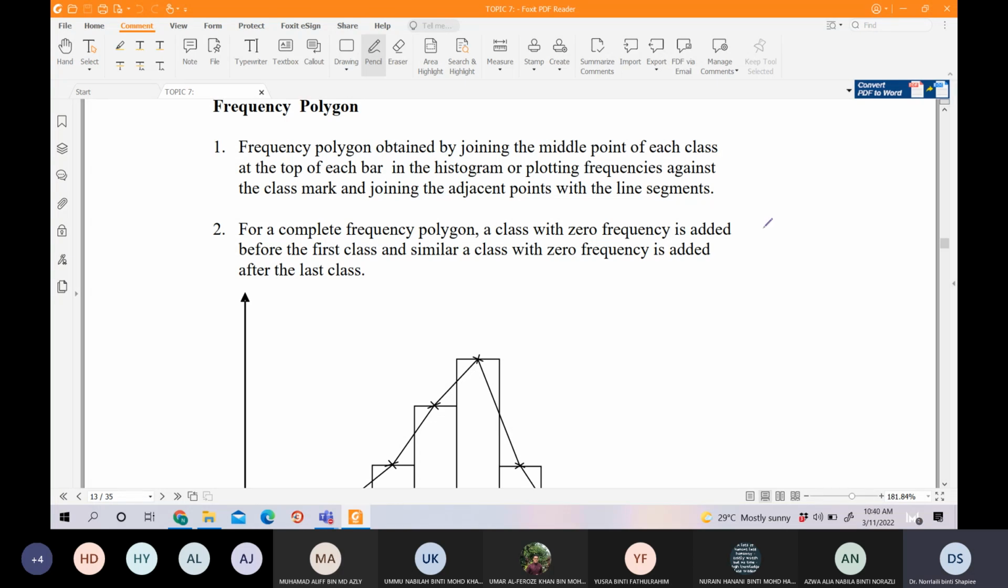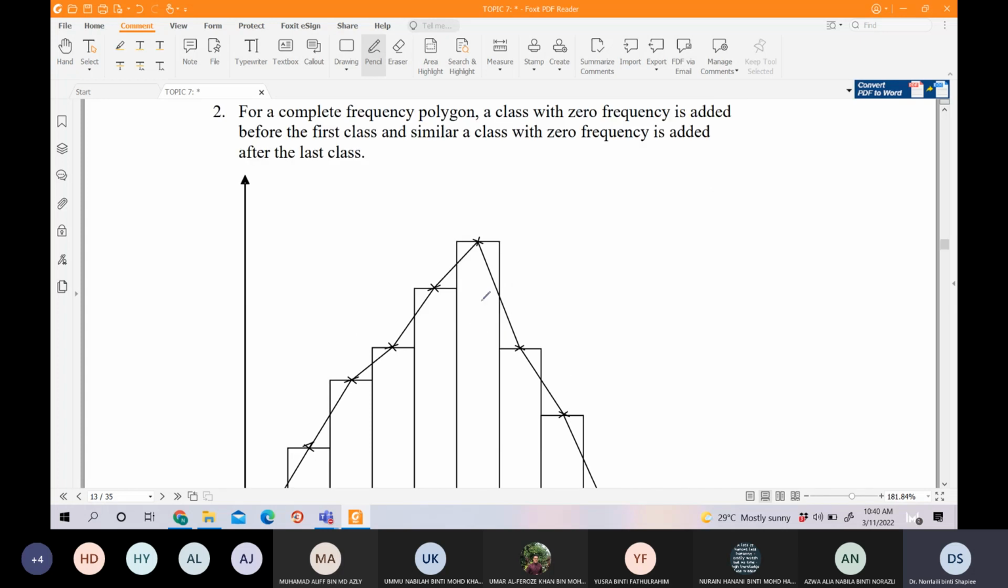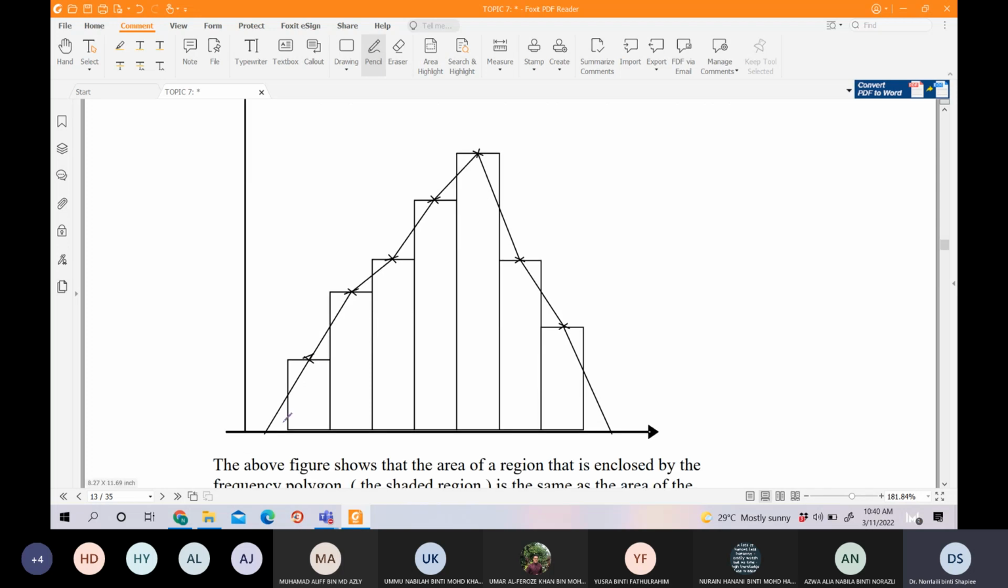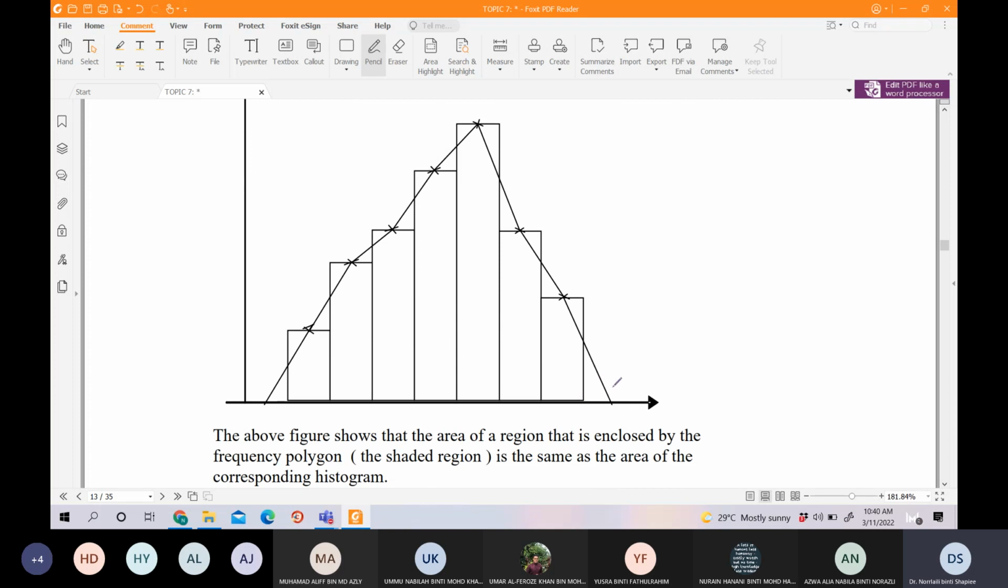Okay, how to find the frequency polygon? A frequency polygon is made by joining the middle point of each class at the top of each bar in the histogram, or by plotting frequency against the class mark and joining the adjacent points with line segments. So first of all, what should you do? You have to find the histogram. Then after you found the histogram, you will plot the frequency polygon, but you have to add the zero frequency. Zero frequency is added before the first class and similarly after the last class.